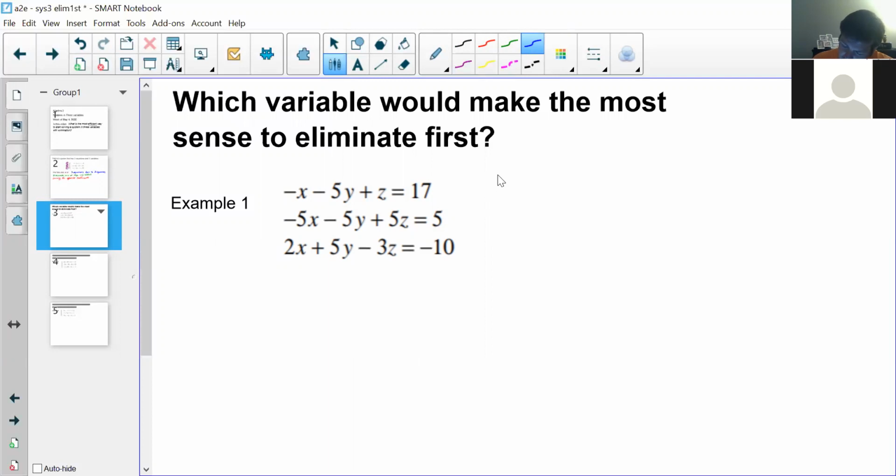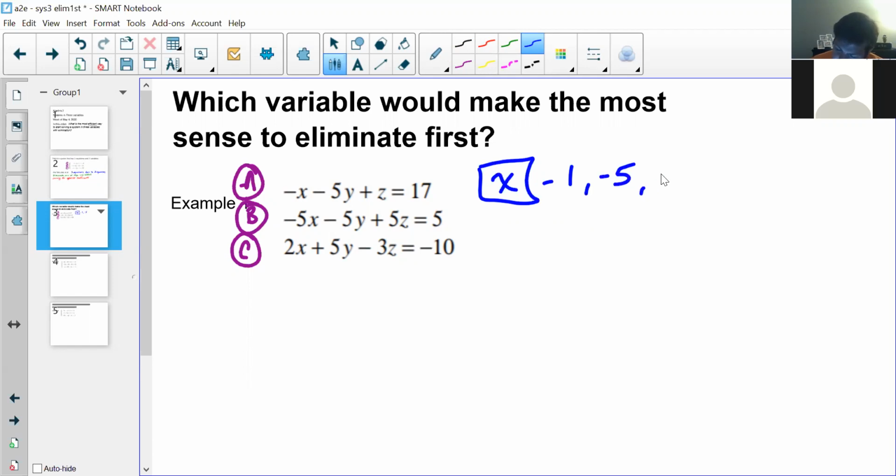So very quickly, let me start off by labeling these equations so that when we talk about them, we know what we're talking about here. So there's A, B, and C. And then I'm going to take a look at the variables. So for instance, the variable x here. If you look at all the equations, in equation A, the coefficient is -1. In equation B, it's -5. And for equation C, it's 2.